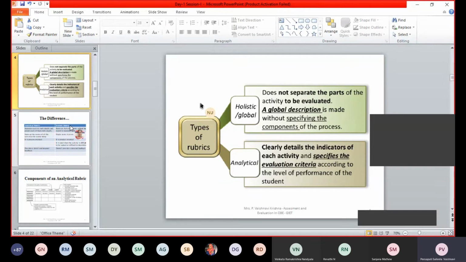If you have worked for your NAAC and NBA, you know what kind of paperwork you do and what kind of proofs you present. So it also acts as that proof, wherein if someone comes, I can tell them that based on these points, I have judged my student. So this is an analytical rubric. Once again, for your understanding, I'm repeating the sentence: it clearly details the indicators of each activity and specifies the evaluation criteria according to the performance of the student.